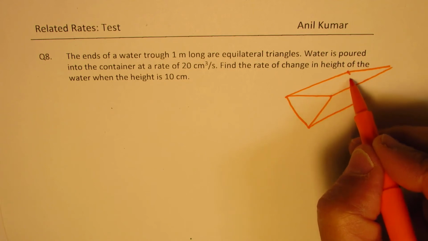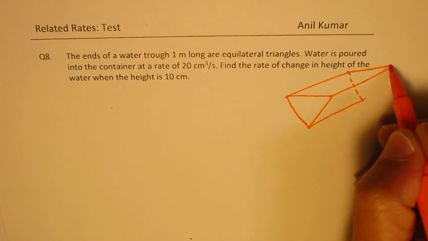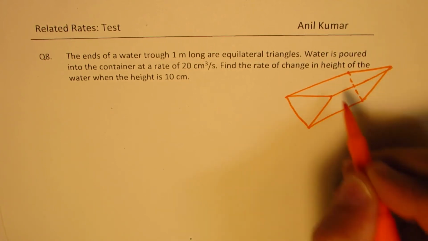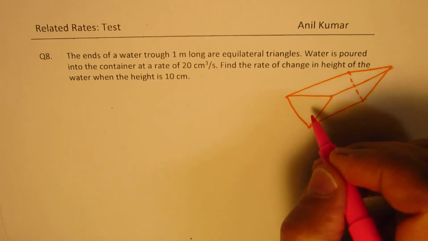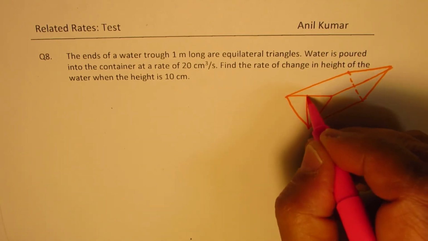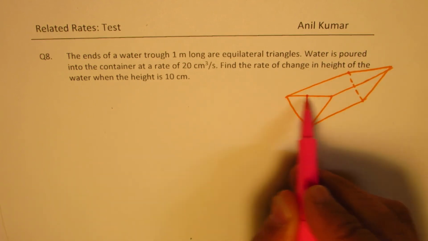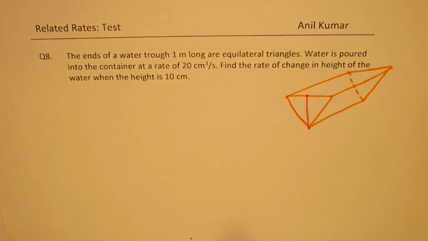Parallel side, so that is on the bottom, right? Let's say like this, and this is kind of like this. So that becomes a triangular trough. Now in this particular case, what we need to relate is height, right, with the area of this triangle, right?